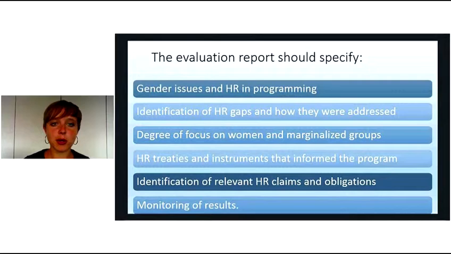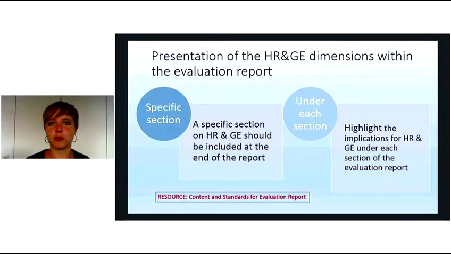Okay, you know what human rights and gender equality dimensions to include in the report. The question now is how to present all of this new information within the report in a way that makes sense to the user. One common question is whether to include the human rights and gender equality as a standalone section, so as to give them due prominence and attention, or whether to integrate them throughout the other sections of the report to demonstrate how they are relevant for all areas of the evaluation.